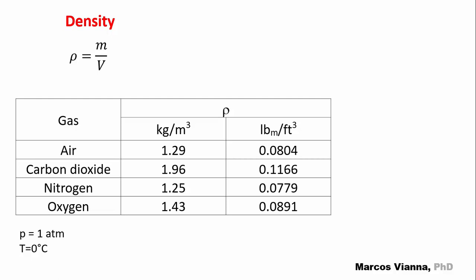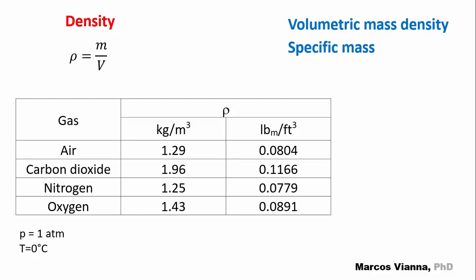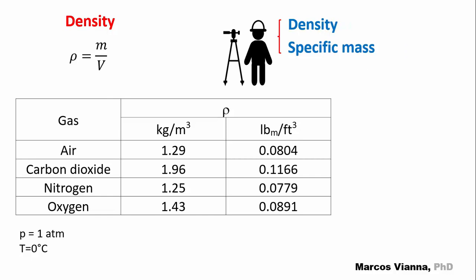But here is a table containing the values for some gases when the pressure is 1 atmosphere and the temperature is 0 degrees Celsius. In some cases, density is called volumetric mass density or specific mass. Chemical engineers use this latter expression only for pure substances, but civil engineers use it almost as a synonym of density. In fact, specific mass is the term that they prefer.